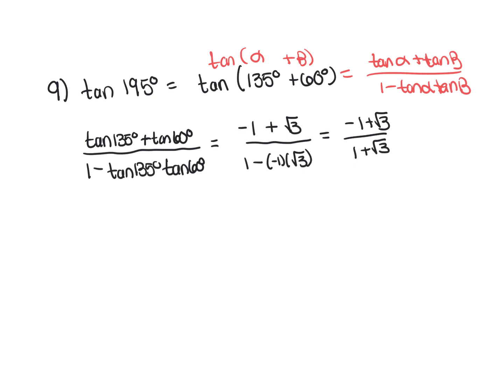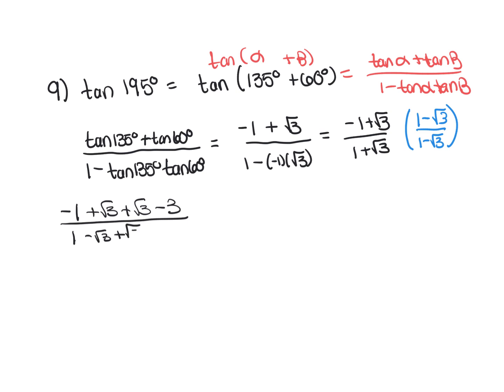This is the same thing as -1 plus root 3 over 1 plus root 3. We cannot leave our answer like this. We can't leave a root in the bottom. Multiplying by root 3 over root 3 won't do it. You have to multiply by the conjugate, 1 minus root 3 over 1 minus root 3. So I'm going to go ahead and FOIL that out. And on top I get -1 plus root 3 plus root 3 minus 3. On bottom, I get 1 minus root 3 plus root 3 minus 3.